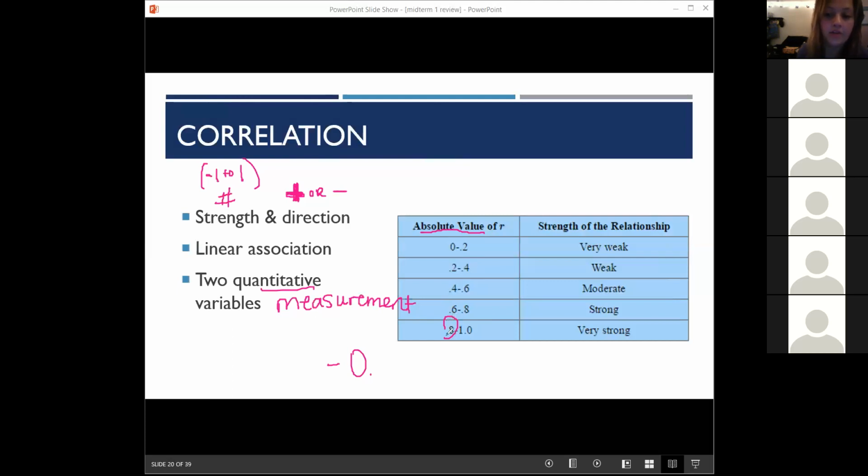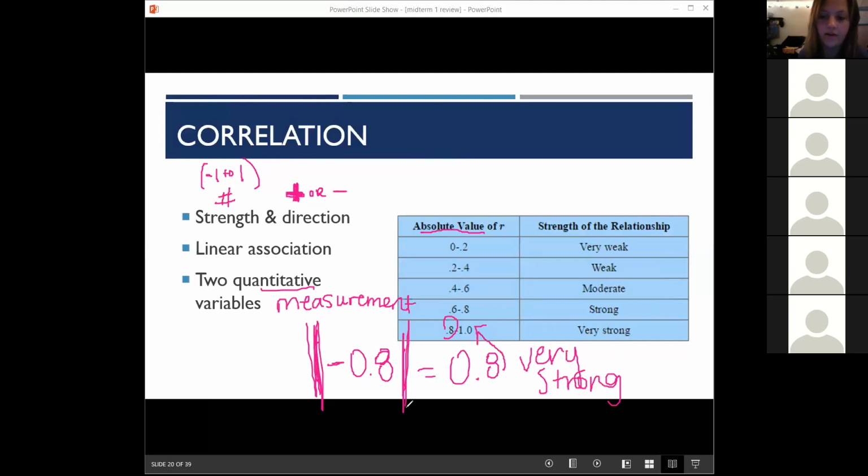because if we have -0.8, the absolute value of this is going to end up being 0.8. So that's why we're talking about that, that's what it talks about here. And this is going to be a very strong relationship. So this is absolute value. It's not 1 of -0.8, but this is going to be a very strong negative relationship if we're talking about this -0.8 here. So that's the main idea there.